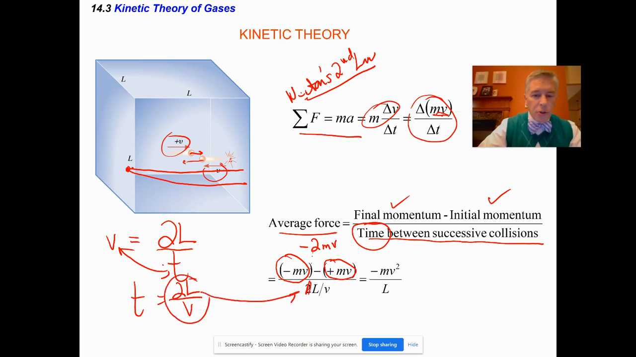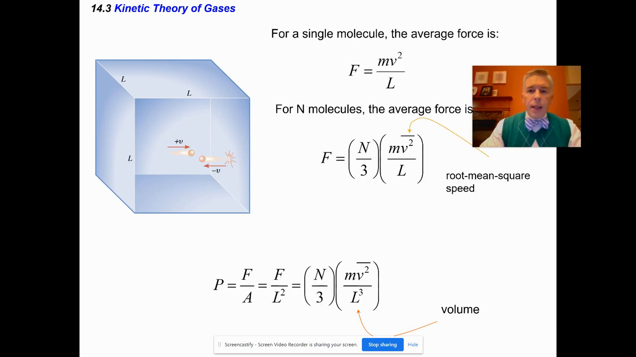Guess what? That 2 and that 2 are going to cancel. This divided by v is going to bring it up here, and so we end up with minus mv squared over L, where L is the size of your box, so it's the width here. That's for a single molecule. So this is the force that a single molecule would apply to a wall, or the wall applies back on it, Newton's third law.